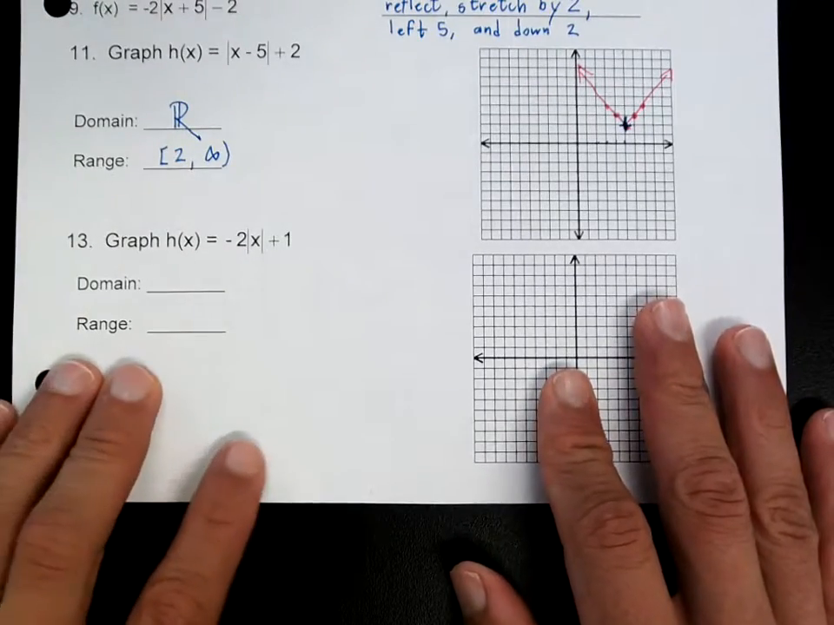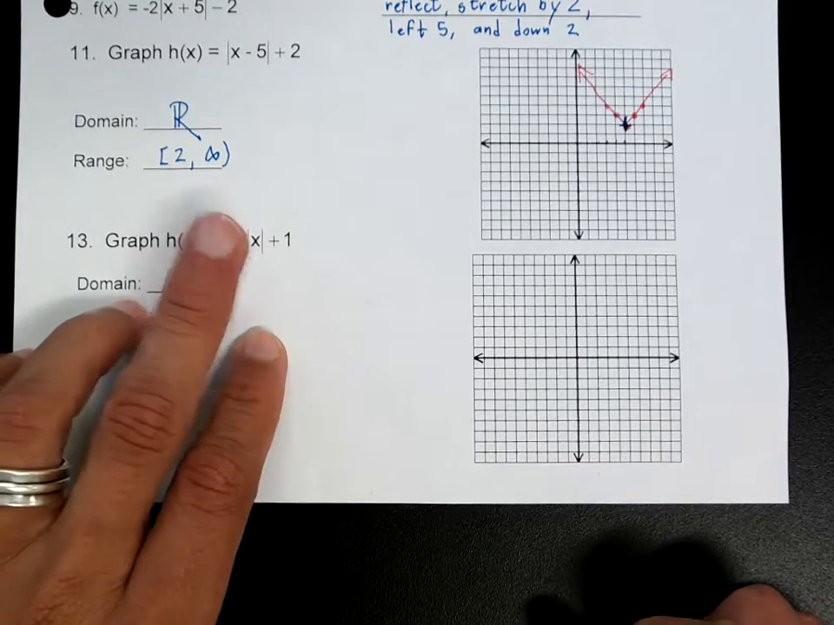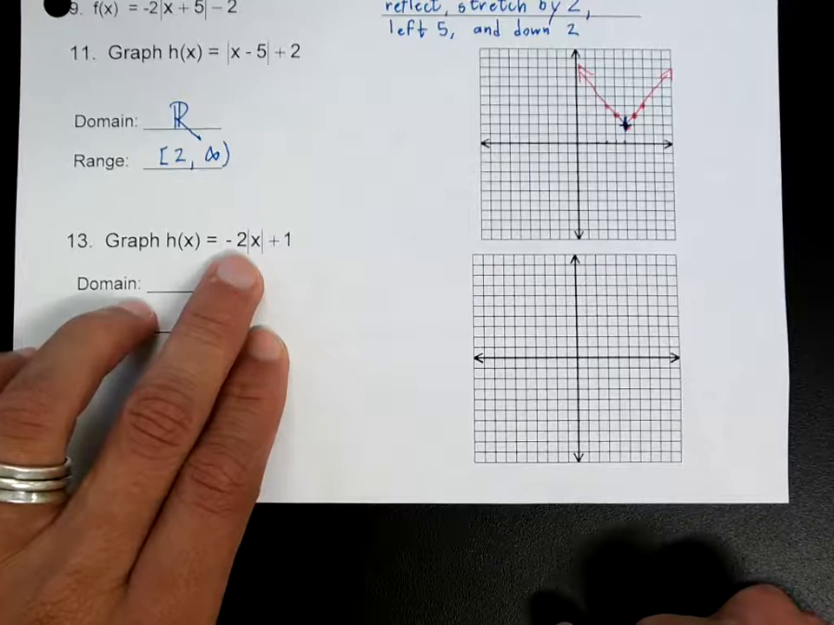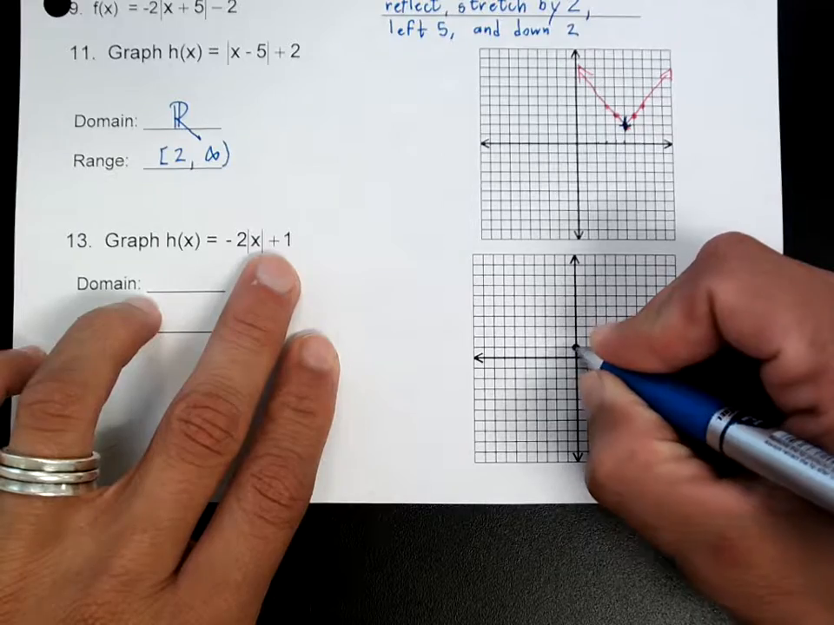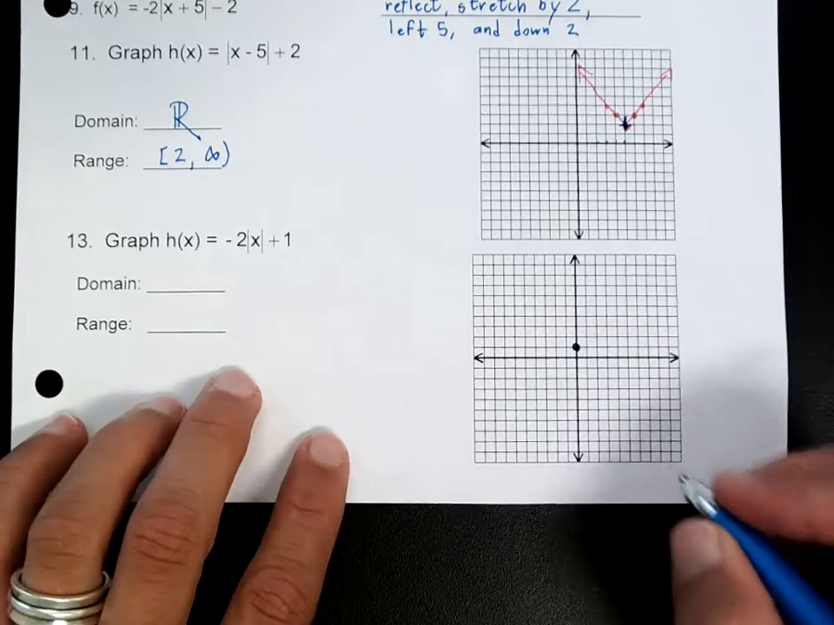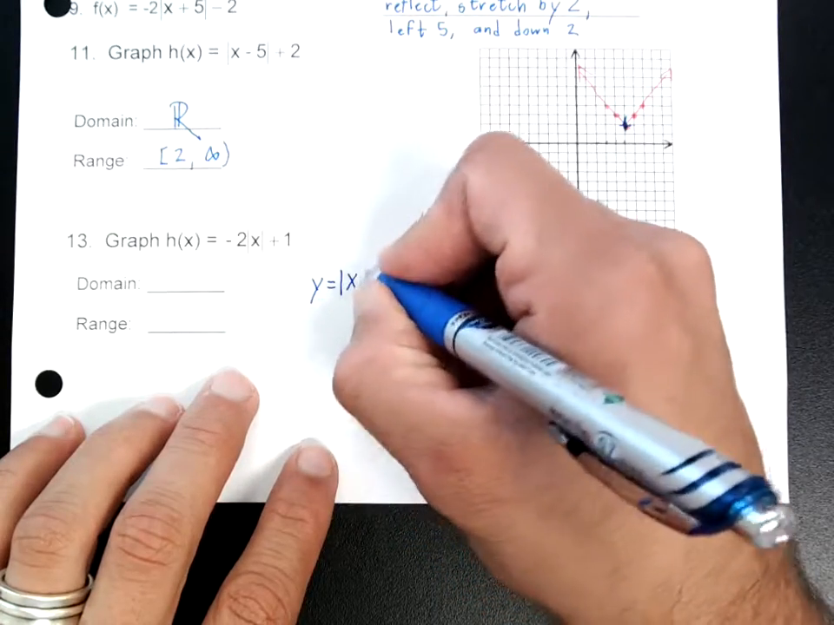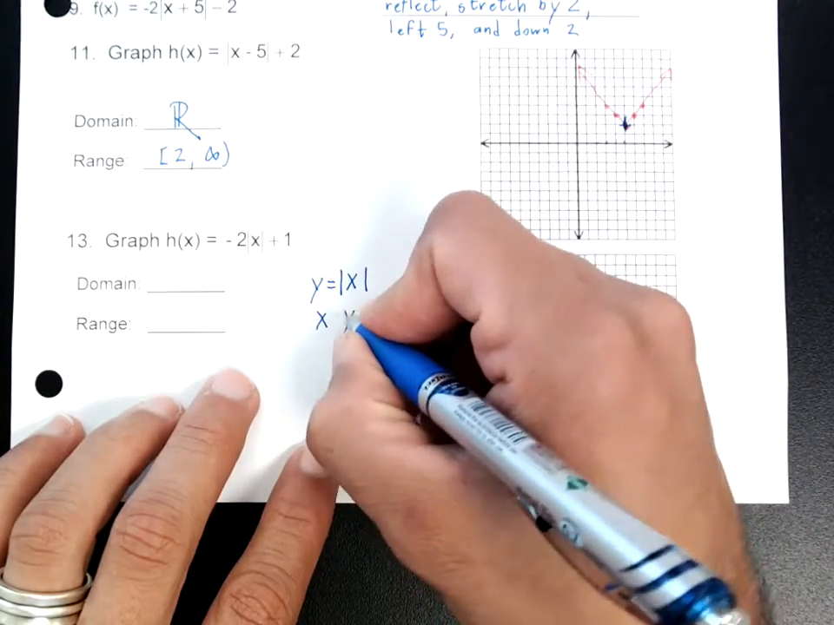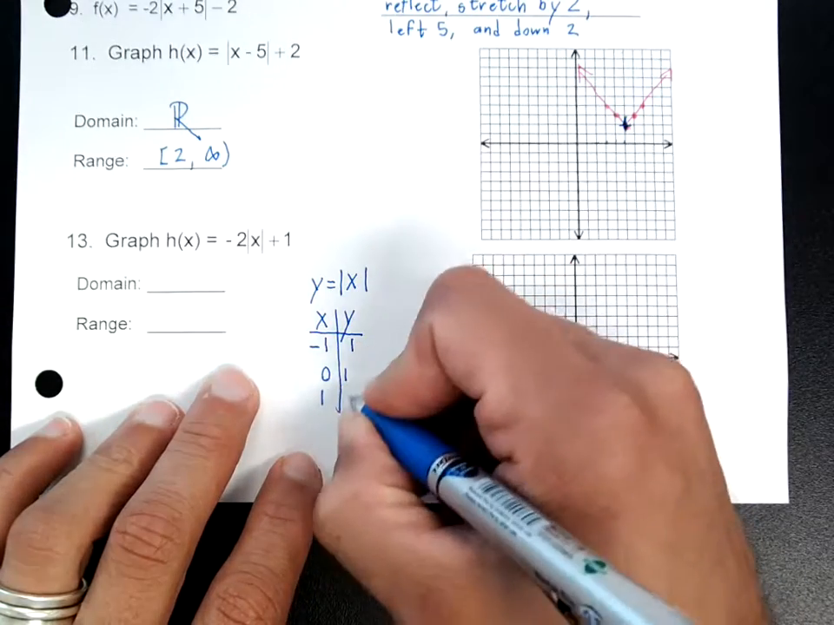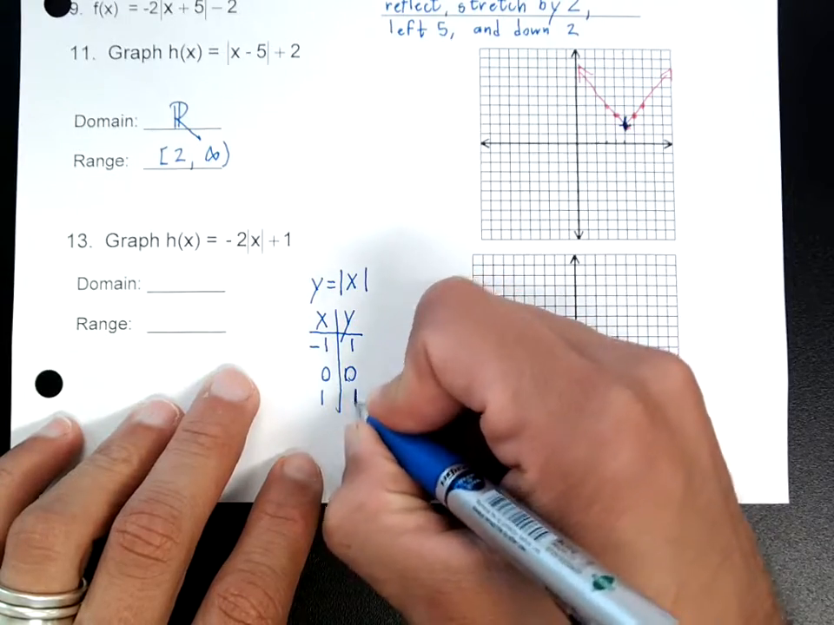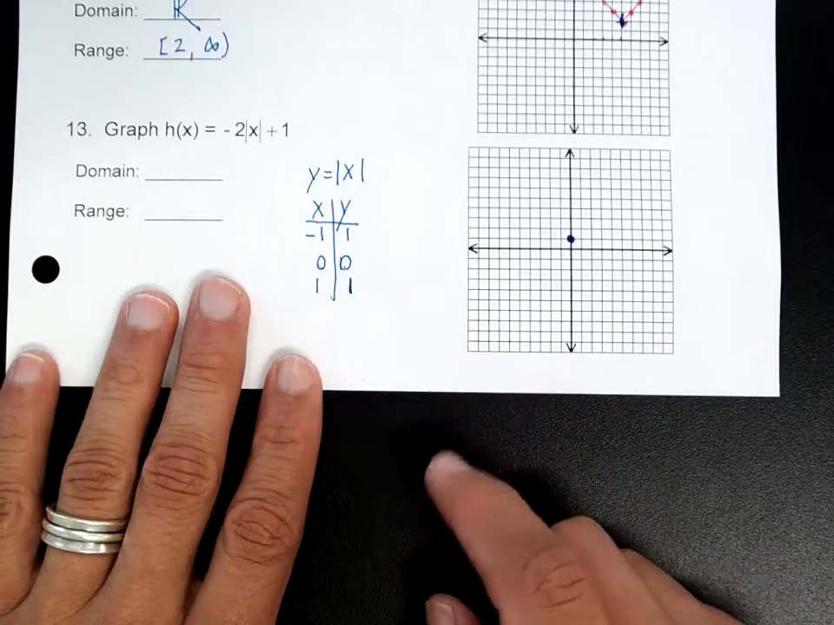On number 13, you have a reflection and you have a stretch of 2. But I'm going to start at up 1, so this plus 1 means I'm going to start here on the y-axis, moving 1 up. If this right here is my absolute value function, these are all the points that you need, really. These are the points of interest.